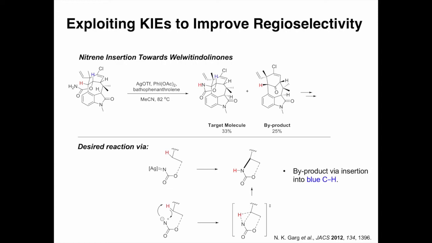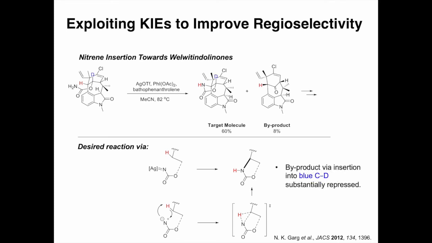In the advanced intermediate shown on the top left, the reaction targeted insertion into the red CH position, but was hampered by competing insertion into the blue CH position. This resulted in mixtures of products and, most notably, poor yields of the target molecule. To solve the problem, the authors played a clever trick using deuterium labelling and kinetic isotope effects.